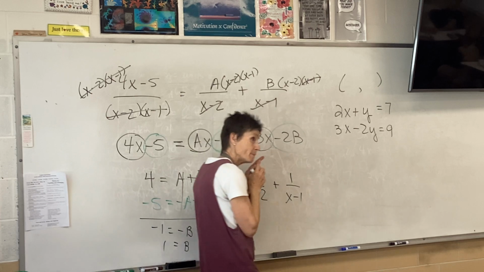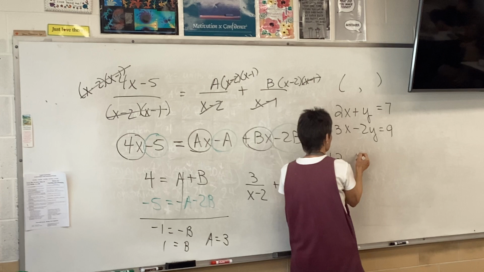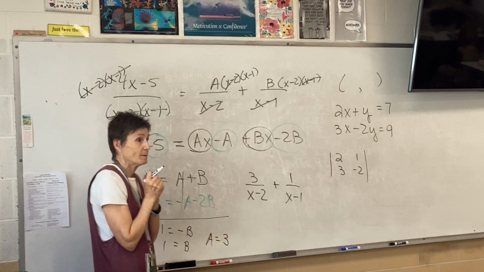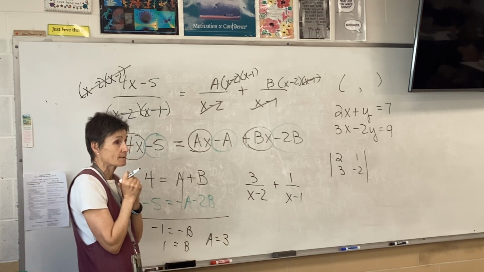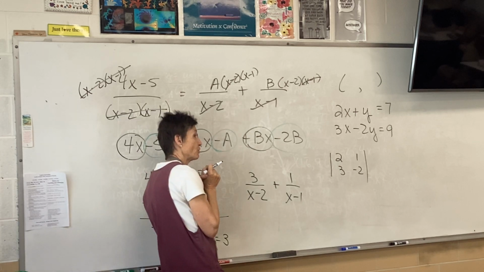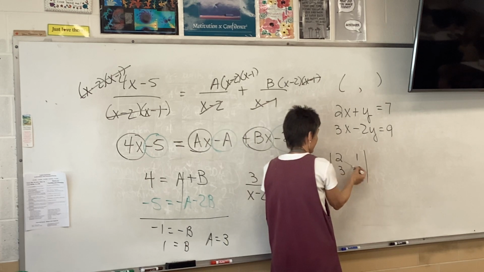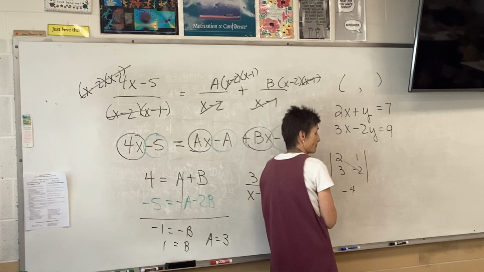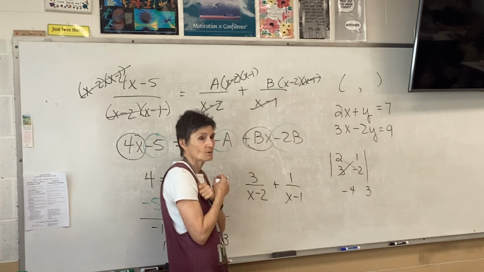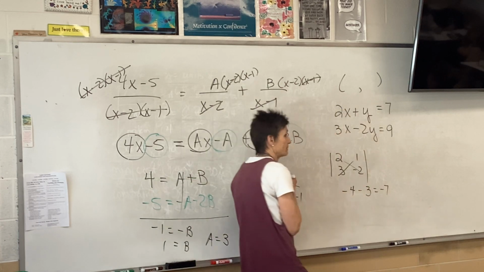You have to get the determinant of the coefficients. So these guys are nicely lined up. So 2, 1, 3, negative 2. That's step 1. We're going to evaluate that determinant, the determinant of the coefficients. All right? How do we do that? How do we find a determinant? We multiply these two together and get -4. We multiply these two together and get 3, and then what do we do with those two numbers? Subtract. So the value of the determinant is -7.